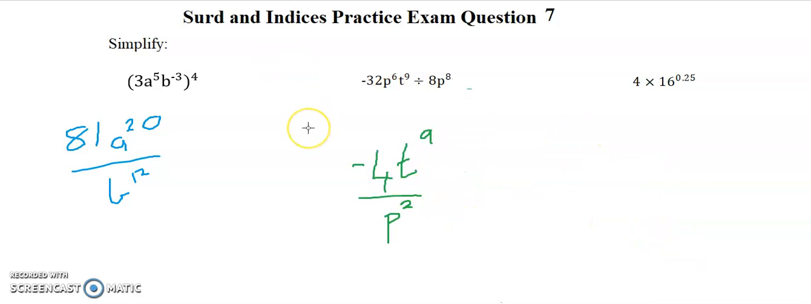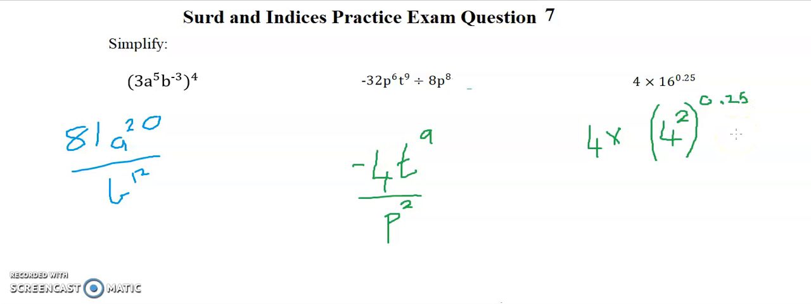So we've got 4 times 16 to the power of 0.25. So the first thing I like to think about when I'm solving a question like this, just to make it easier for myself, is I can look at 16 as 4 to the power of 2. So I've changed 16, and then I've got it still as to the power of 0.25.